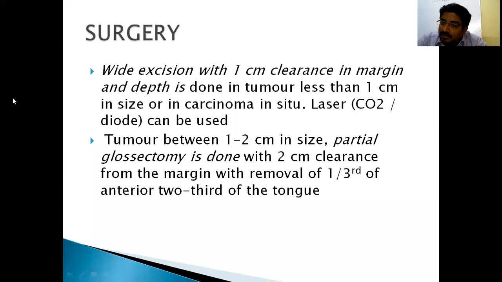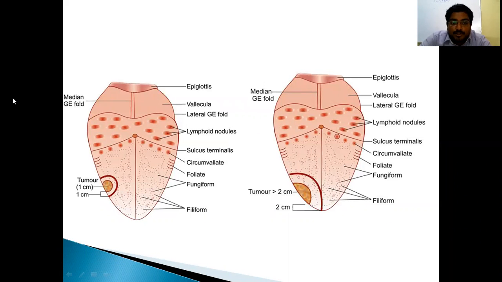See, if it is less than 1 centimeter, you will go for 1 centimeter clearance, wide local excision. If it is 1 to 2 centimeters, you have to go for 2 centimeters margin clearance. The first picture is showing a 1 centimeter tumor, you will go for wide excision with 1 centimeter clearance. And the second one, if the tumor is 1 to 2 centimeters or more than 2 centimeters, you will go for wide excision with 2 centimeters clearance.